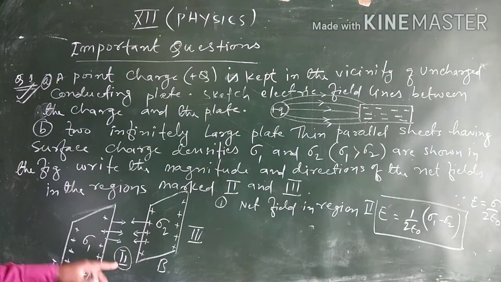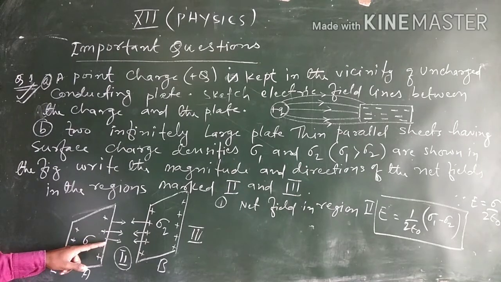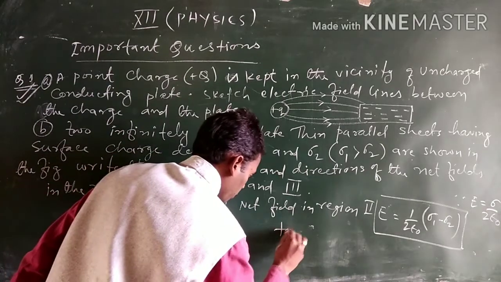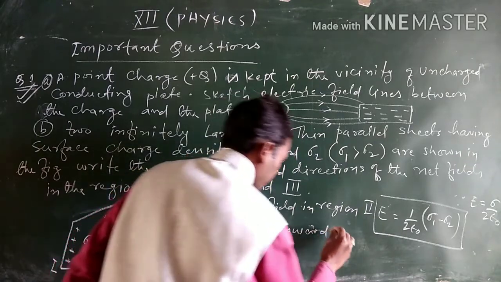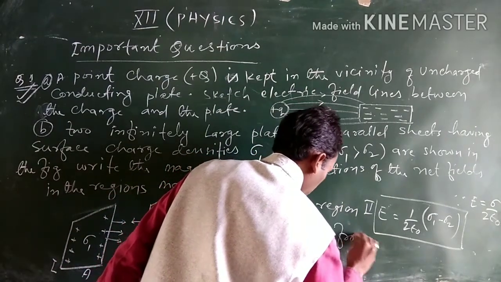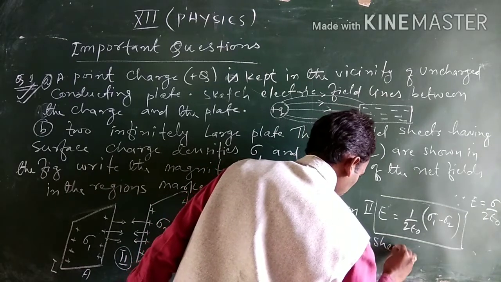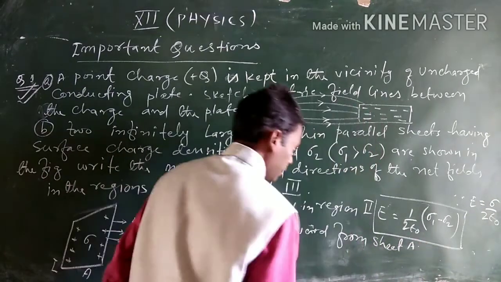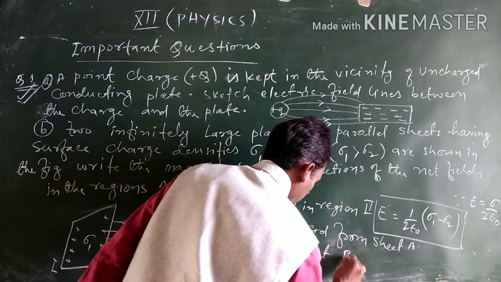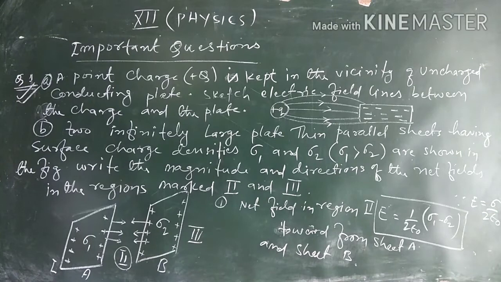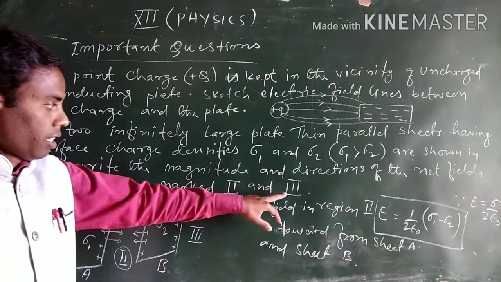Direction, that means it will be from sheet A towards sheet B. Okay. Next, the electric field in the third region.